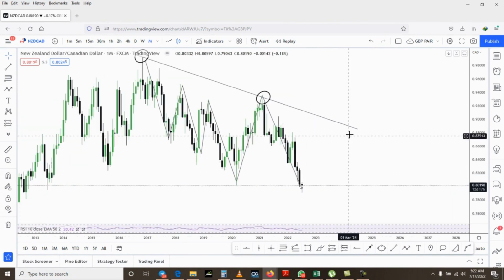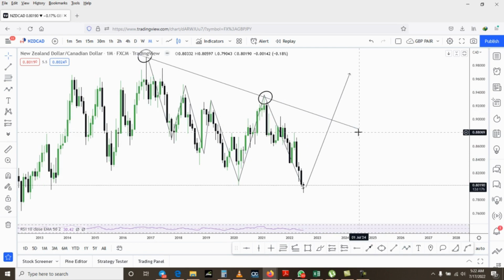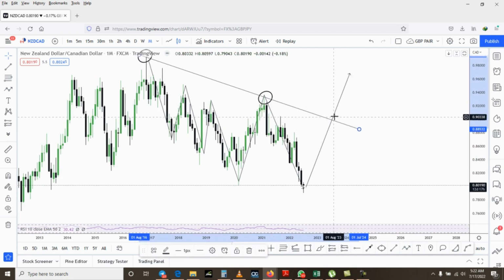So now, until this trend line is broken on the monthly time frame, I always like to emphasize the time frame because it's very critical. It's very, very critical for you to know the time frame you're dealing with. So until this trend line is broken, I'll consider these charts bearish.